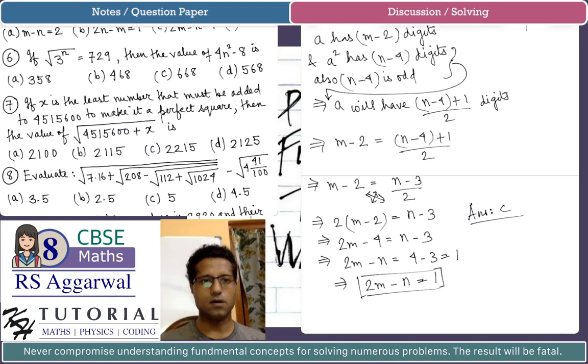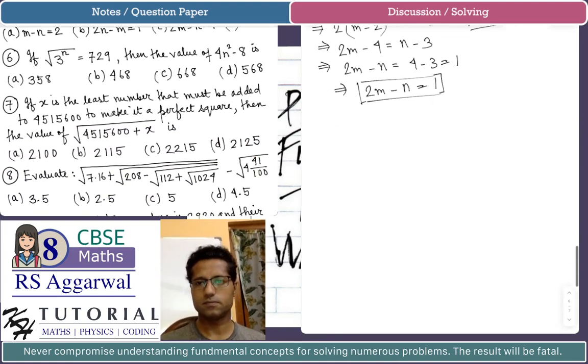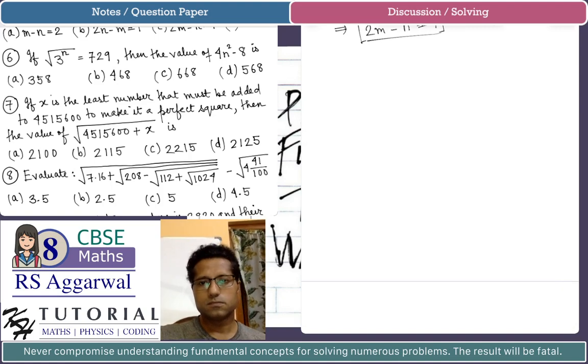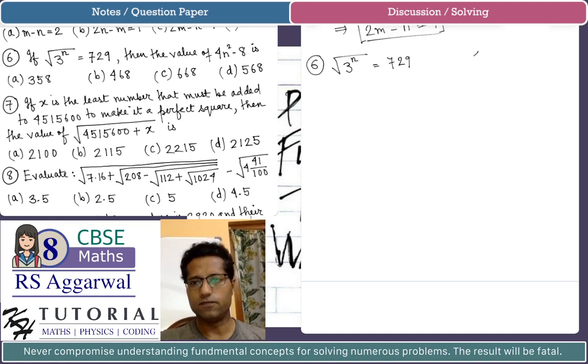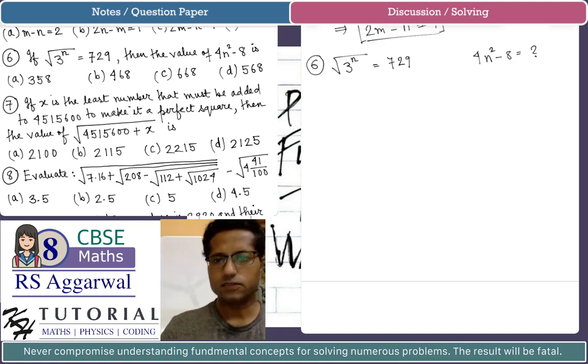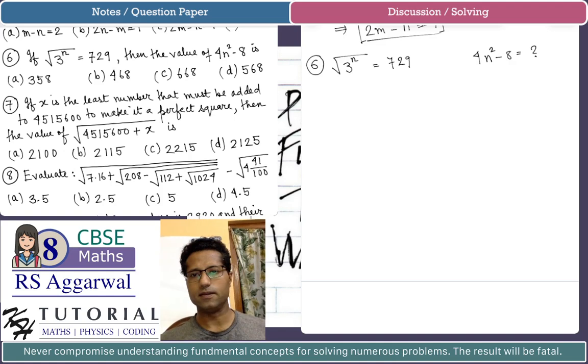Okay, let's solve question number 6. What is given? Square root of 3 to the power n is equal to 729. Then we have to find the value of 4n square minus 8. On the left hand side we see a square root and there is a 3 to the power n, and on the right hand side we see 729.